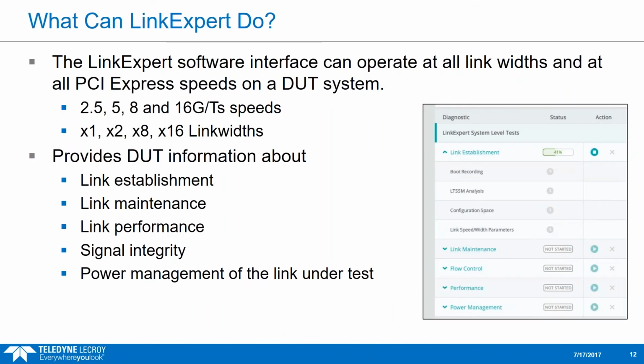So what can LinkExpert do? Let's just take a look at one of the screens here. You can see here basically it gives you a list of tests. And each of these tests can be run at the normal PCI Express speeds, the 2.5, 5, 8, and 16 gigatransfers per second, and can run on any of the x1, x2, x4, or x8 link widths.